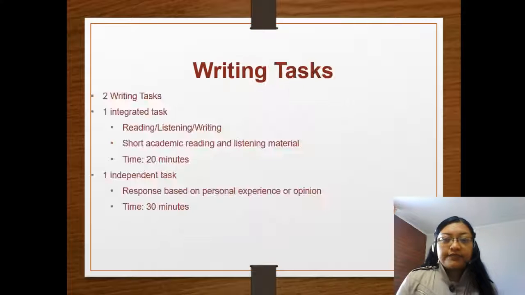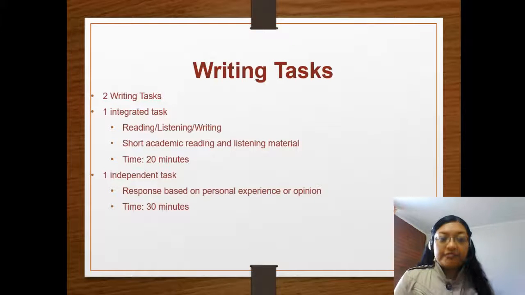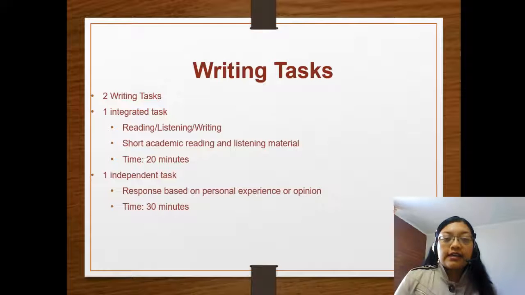Now we have writing. So writing tasks, you will have 2 writing tasks, 1 integrated task. It has reading, listening, and writing. So it has short academic reading and listening material. For this, you will have 20 minutes.